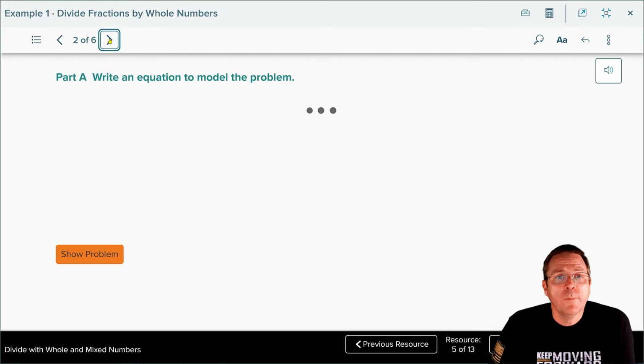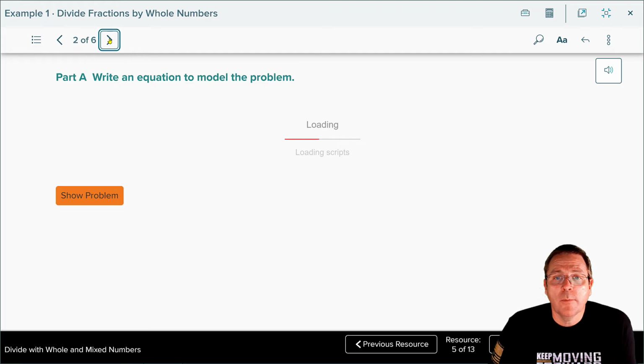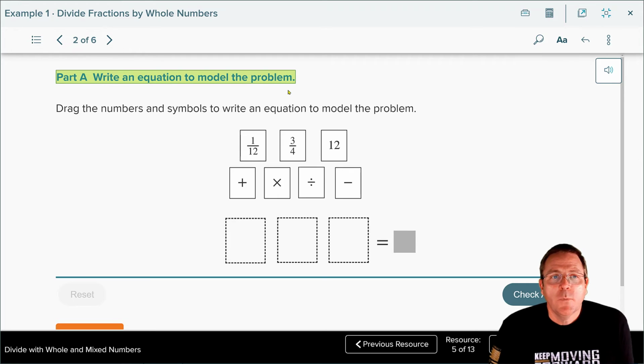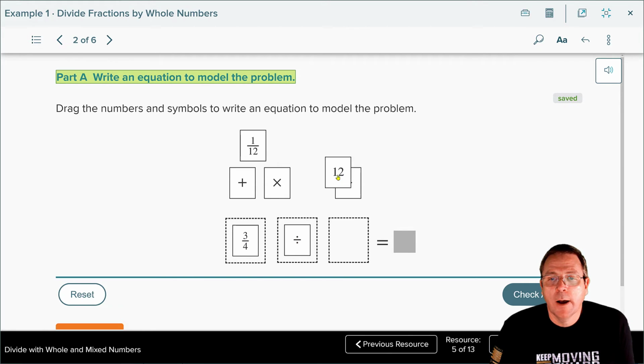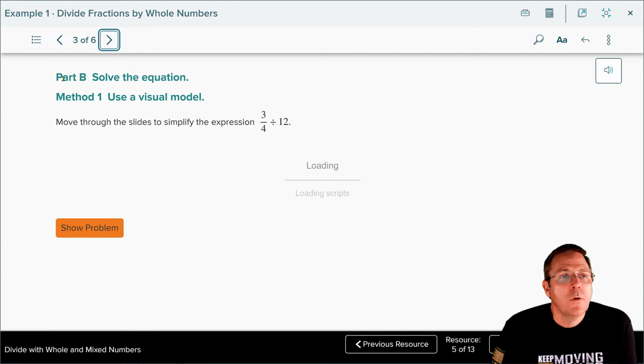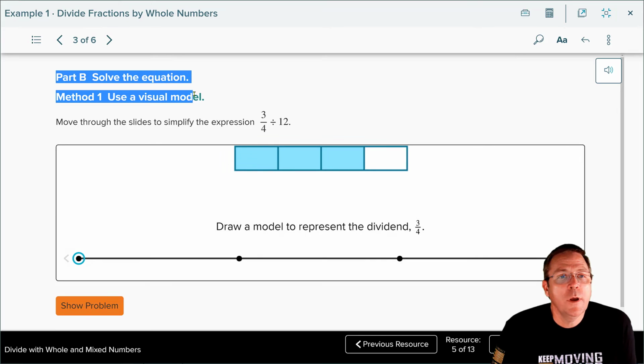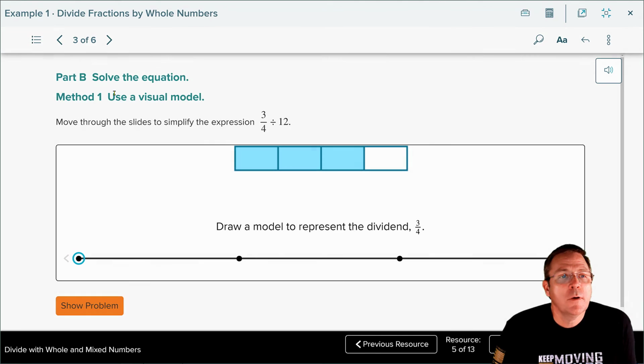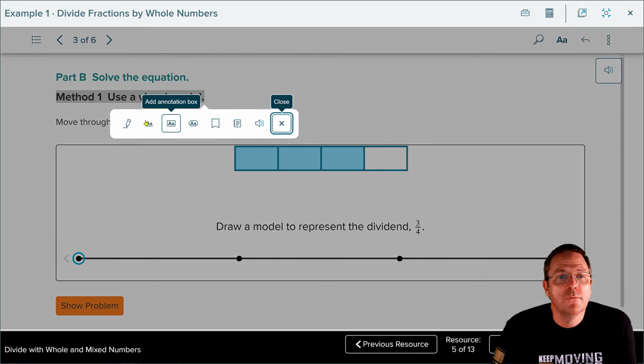So moving forward, one way we could do this is to write an equation to model the problem, which means we need to start off with the 3/4 as our original problem. We're going to divide it by 12. So we're taking the 3/4, dividing it into 12 equal pieces. Check our answers. That part's good. Next thing we're going to do is solve the equation. And one way of solving the equation is to use a visual model.